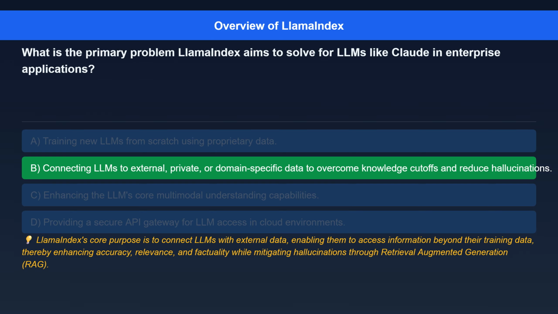The correct answer is connecting LLMs to external, private, or domain-specific data to overcome knowledge cutoffs and reduce hallucinations. Here's the explanation. LlamaIndex's core purpose is to connect LLMs with external data, enabling them to access information beyond their training data, thereby enhancing accuracy, relevance, and factuality, while mitigating hallucinations through retrieval-augmented generation, RAG.